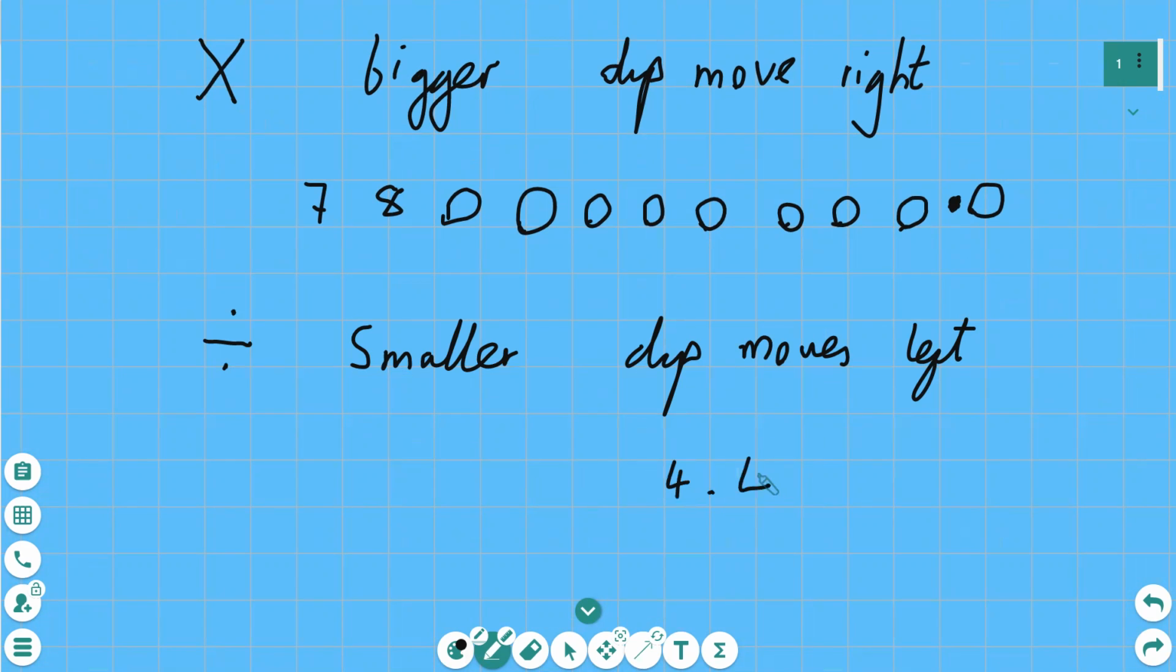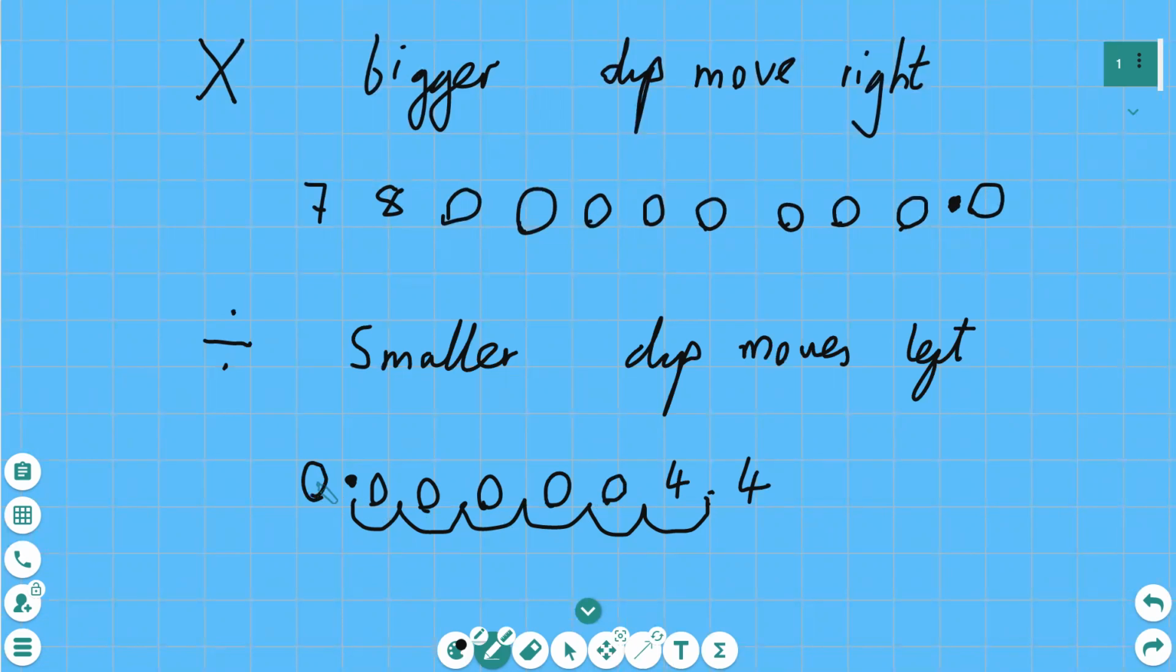4.4, nice little number there, 4.4. Let's divide it by 1,000,000. 1, 2, 3, 4, 5, 6. The decimal point is going to end up there. Zeros have to pop into the little loopies where the decimal point has been, their placeholders. Then we'll delete all that because it's a bit messy. The decimal point has moved.